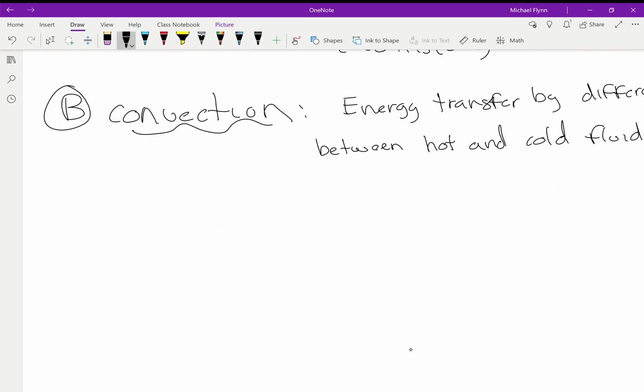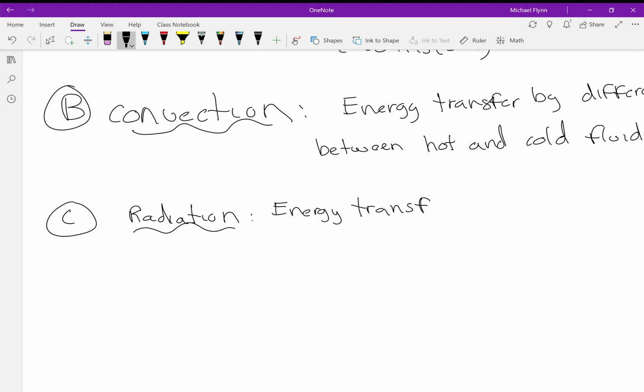So, C, radiation. Okay, radiation is energy transfer by emission, probably spelling that wrong, of light. Okay, so there you go.